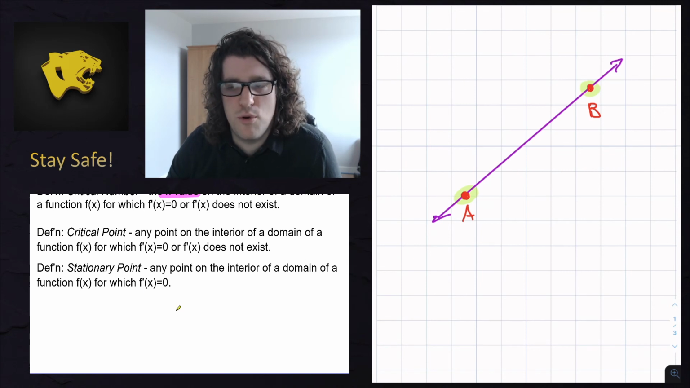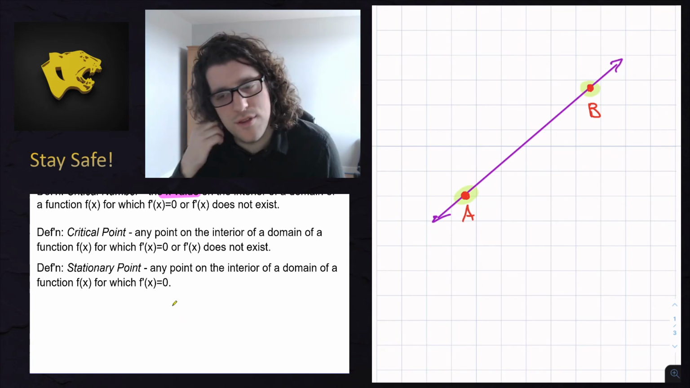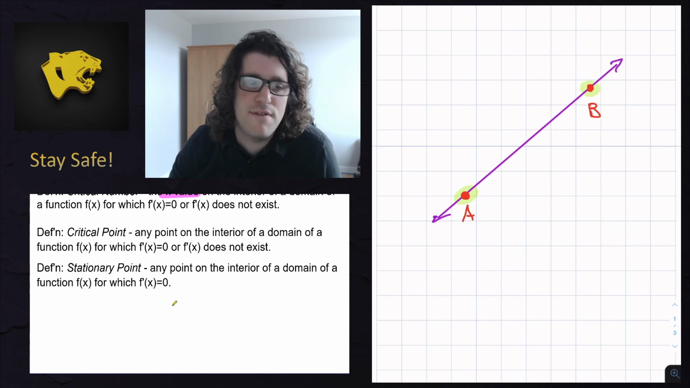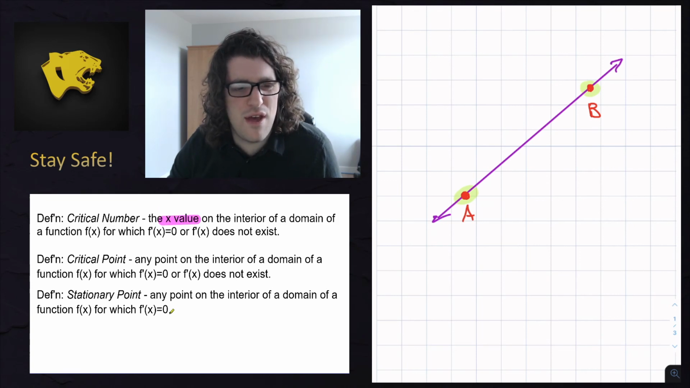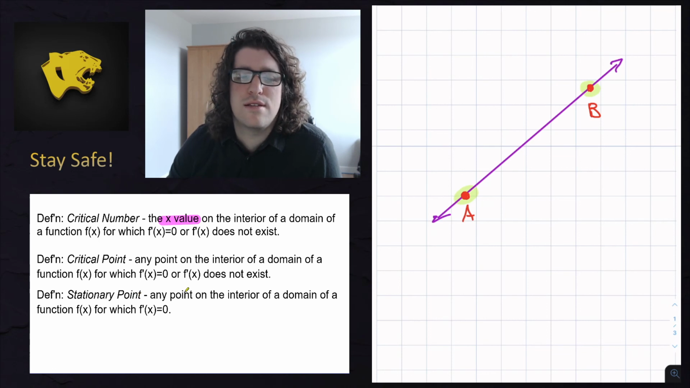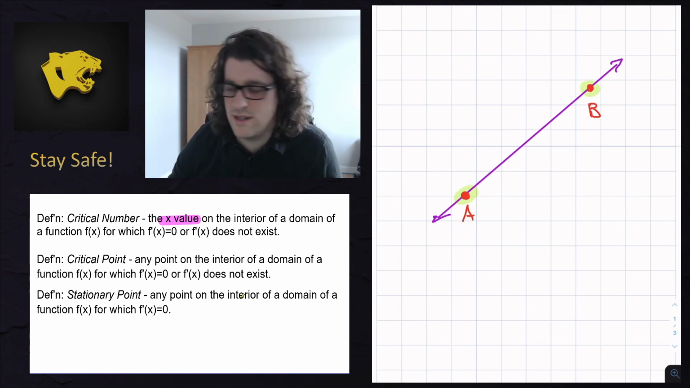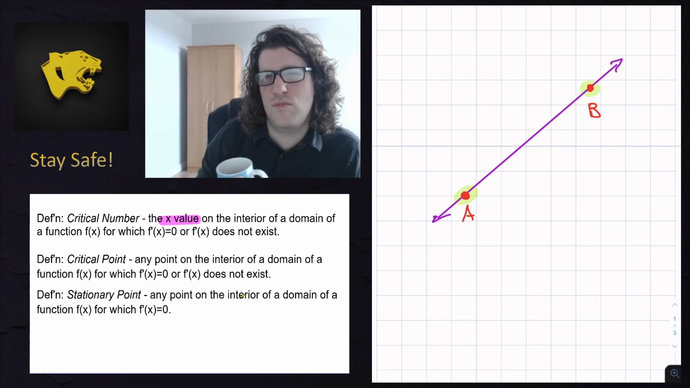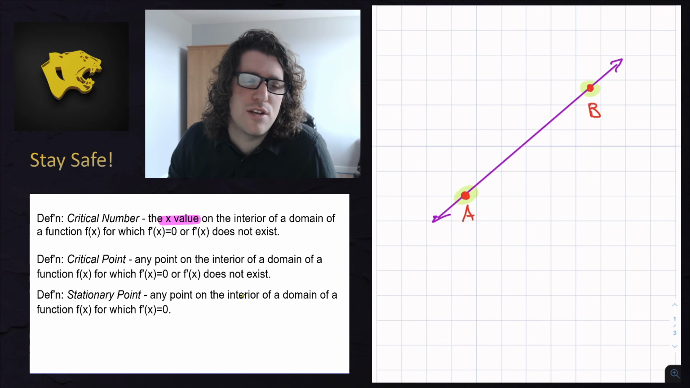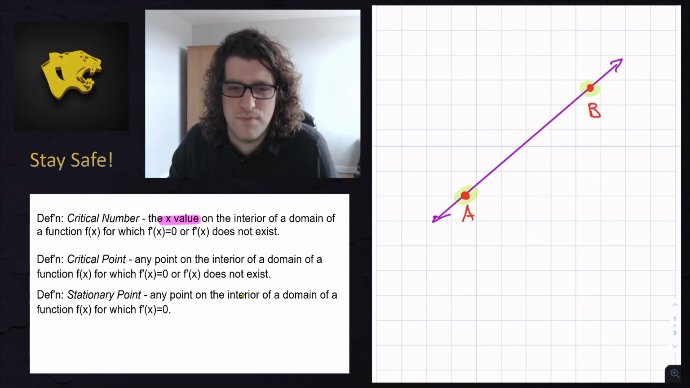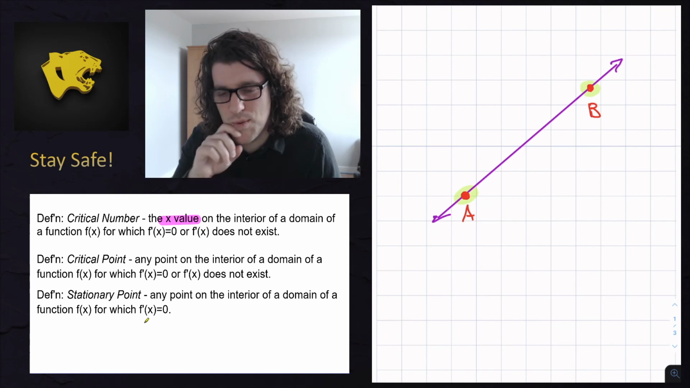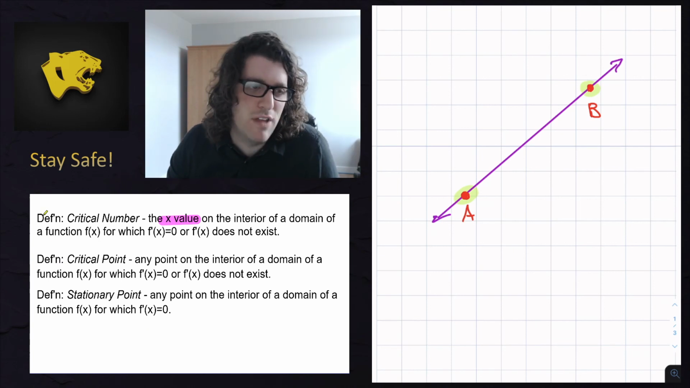The last one is stationary point. A stationary point is any point on the interior of the domain of a function f of x for which the derivative is 0. You'll note that the difference between critical point and stationary point is that you actually have to have the derivative existing and being 0. You're not allowed to have the derivative not existing anymore. There are probably fewer times where stationary point is referred to, so it's maybe not as important to remember, but that's what it is nonetheless.